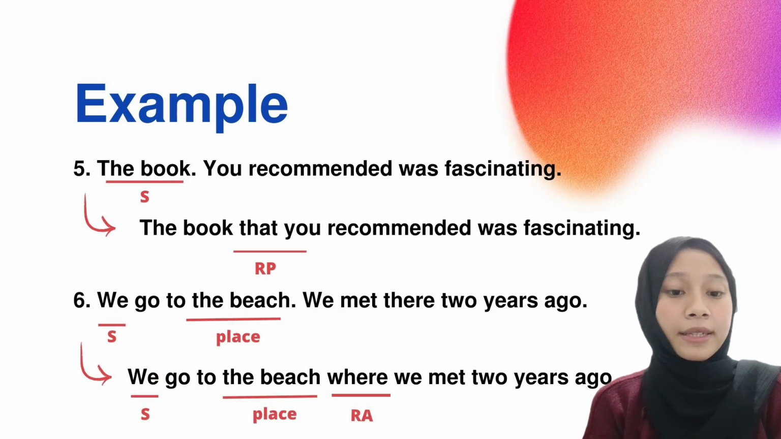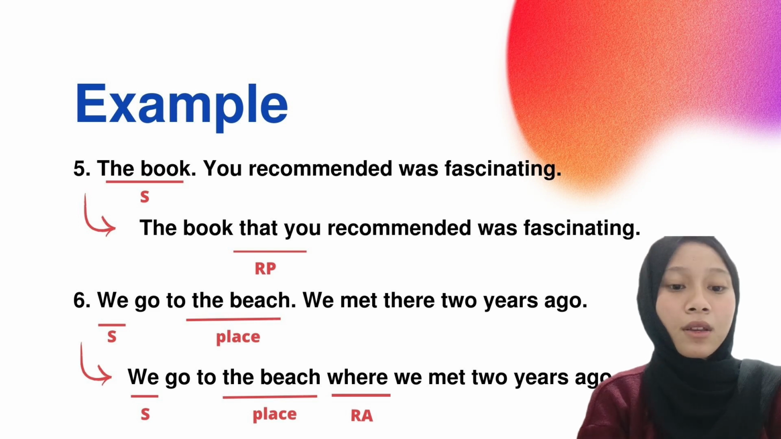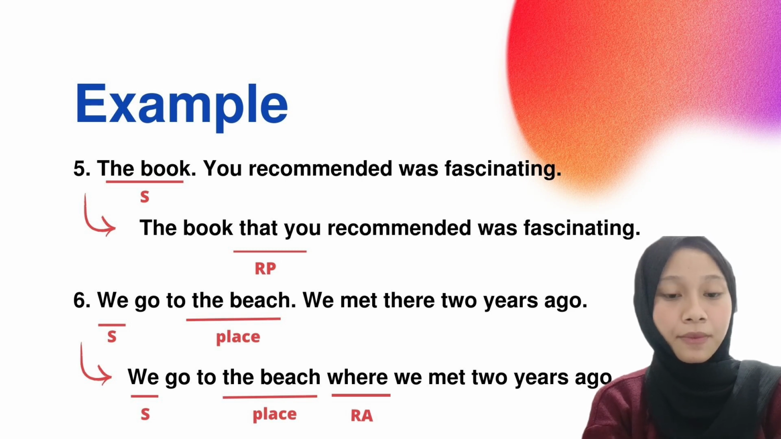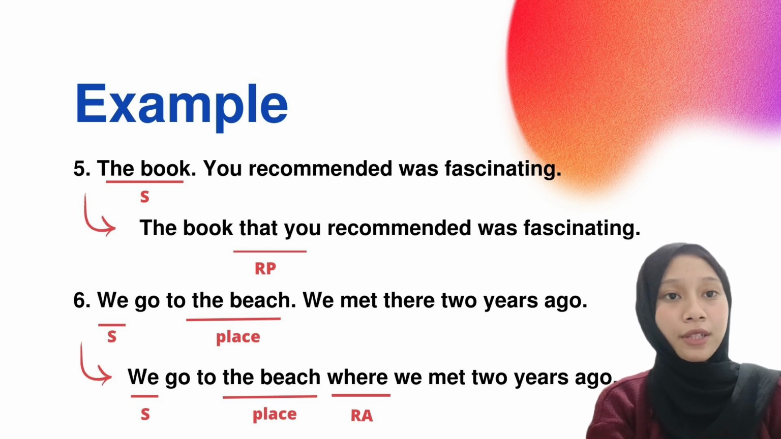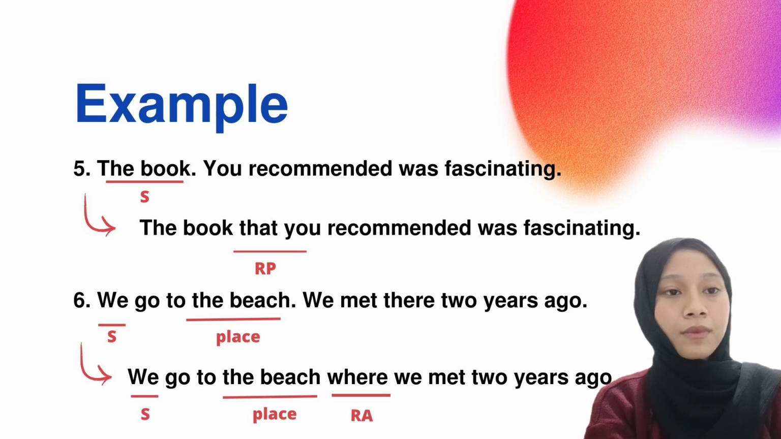Number 5. The book he recommended was fascinating. We can fix this sentence with that. The book that you recommended was fascinating. Why do we use that? Because the subject is a thing.